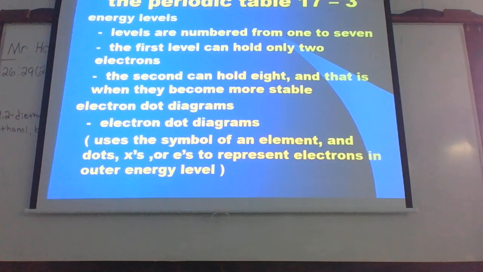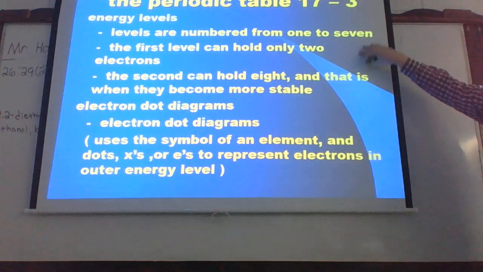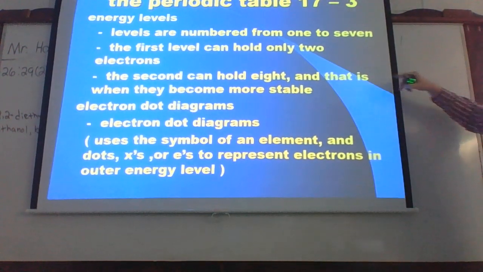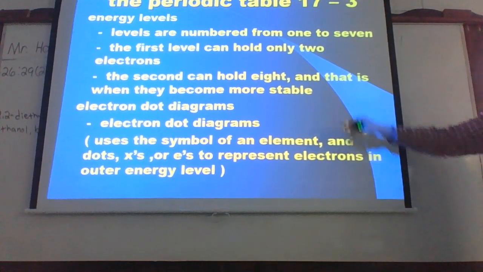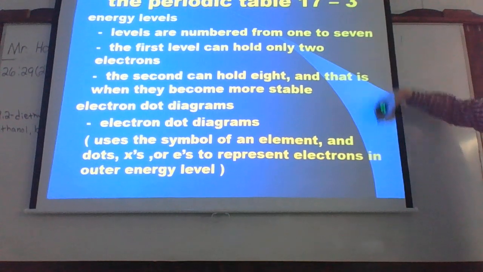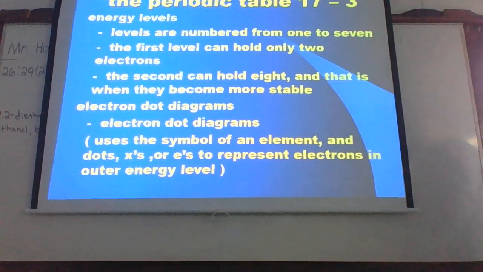Now, remember, periods are horizontal rows that go this way. It's just that it's numbered vertically, but they're rows that go this way, and then columns are just that. They're vertical, and those are your valence numbers.